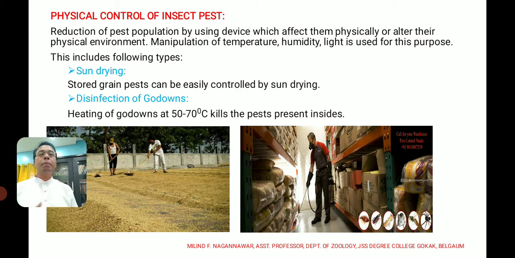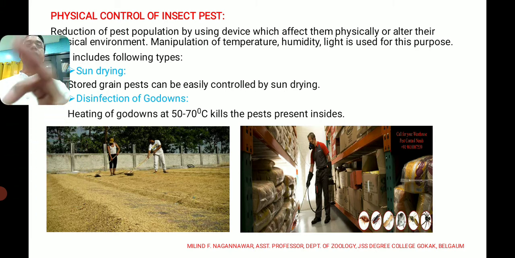Now there are different methods here. One is sun drying. Whenever we have stored grains, they will have a large number of pests. If these stored grains are taken out into the sunlight and spread out, then most of the pests, with the increased sunlight and temperature, will get destroyed or run away from those grains. That is the sun drying method.